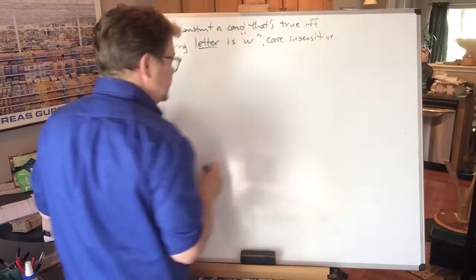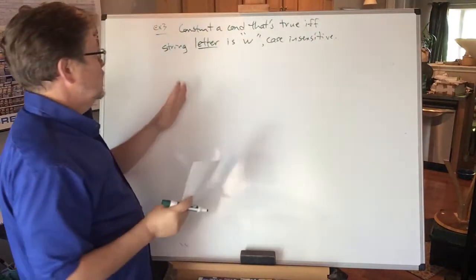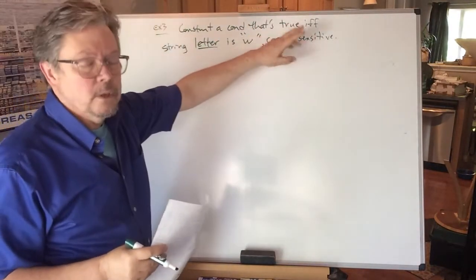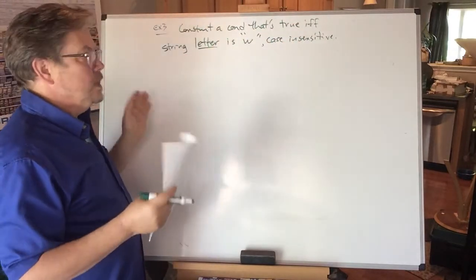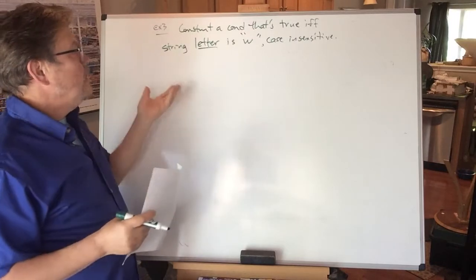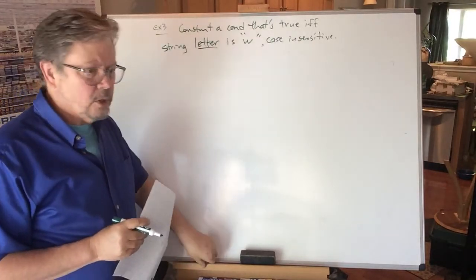I got some explaining to do. There are actually a couple of things going on here. Constructed condition is true if and only if. I want it true only for letter W, and not true any other time. String, you might wonder, well, now we've got data type char, why don't we use that?